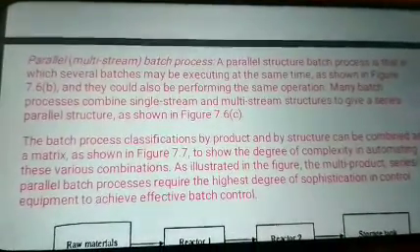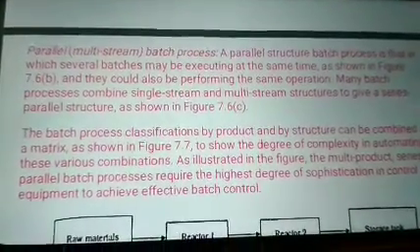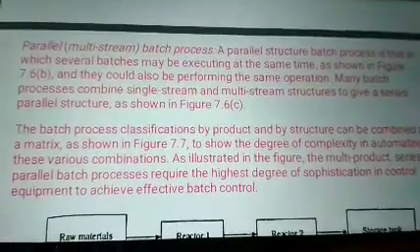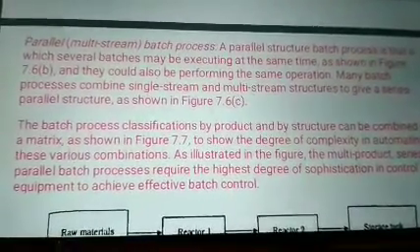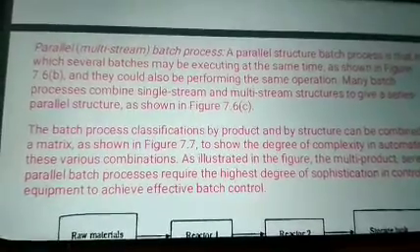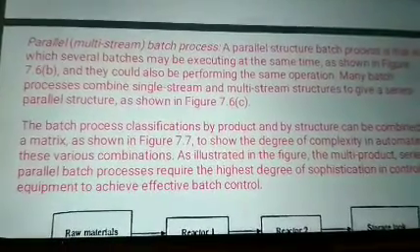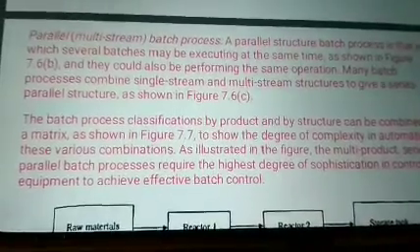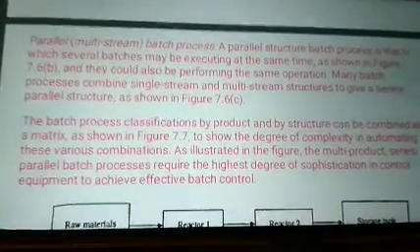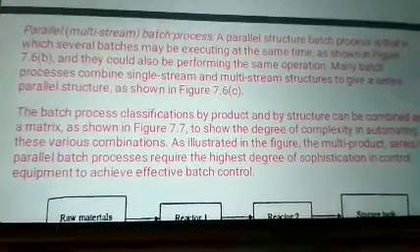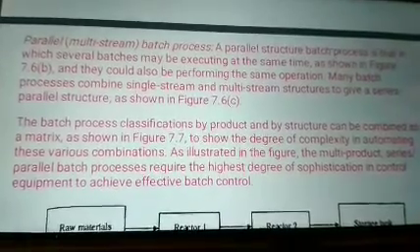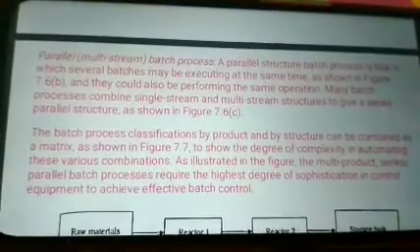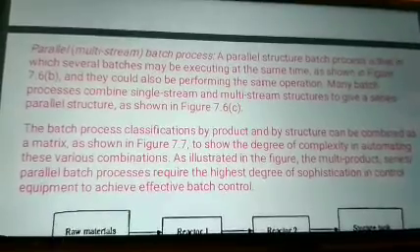Now, if we consider the parallel multi-stream process, several batches may be executing at the same time, and they could also be performing the same operation. Now, many batch processes combine single stream and multi-stream structures to give a series parallel structure. The batch process classification by product and structure can be combined as a matrix as well.